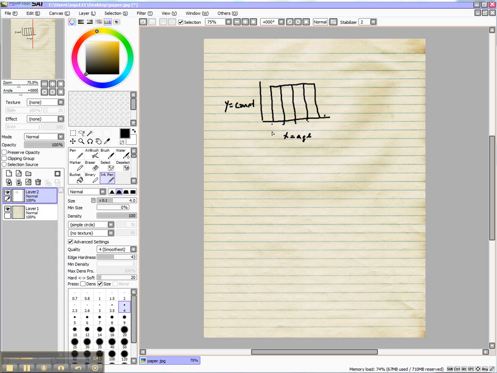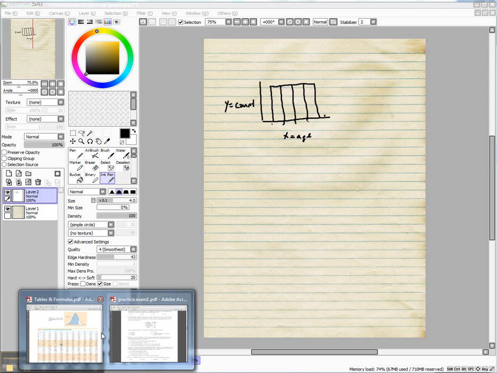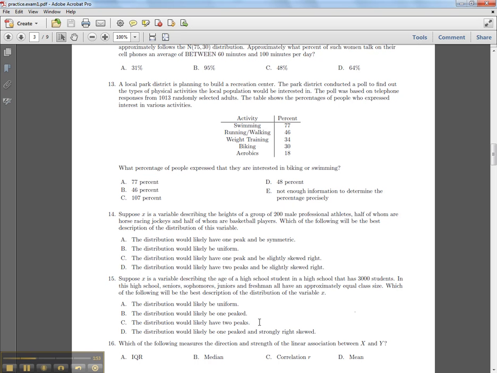That sounds about right. Anyway, you have a distribution that's uniform just because the counts are equal for each class size. So for that question, the distribution would likely be uniform. So 15 is A. I hope that's clear. And it's A because, again, all have an approximately equal class size.